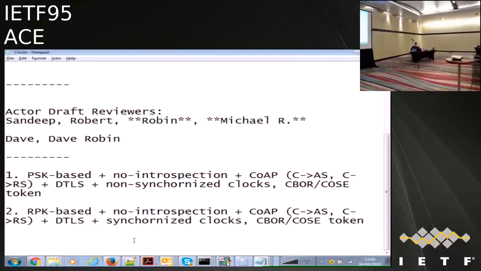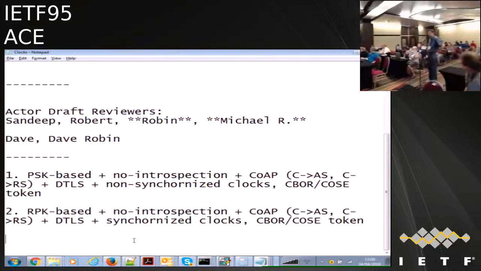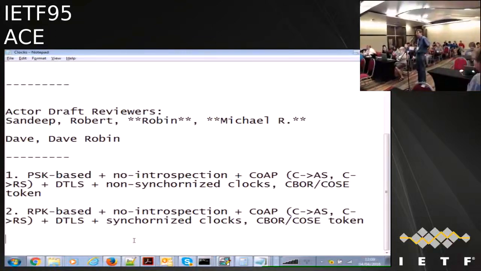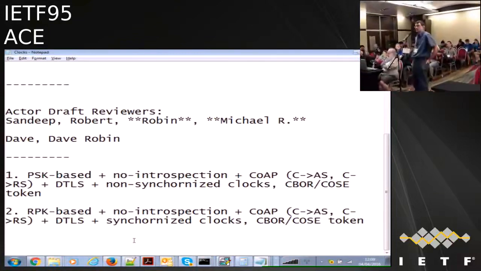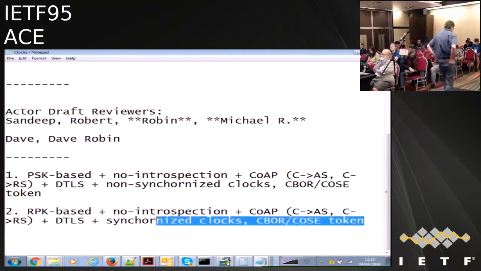Okay, good. Mike. So on the Jabber relay, Ludwig Seitz expressed interest in an RPK-based one with non-synchronized clocks. And those are neither of your profiles right now. Okay. But otherwise, it's identical to number two, except for non-synchronized clocks is what he was interested in. Yeah.